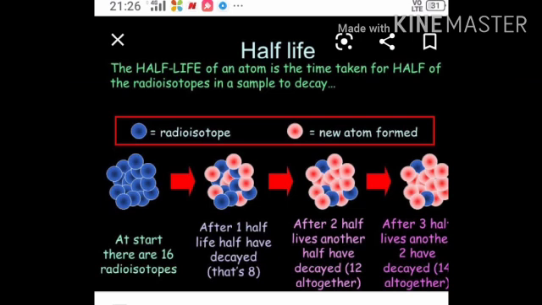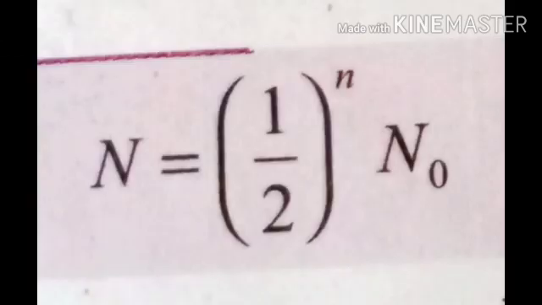Initial number of atoms is n naught at time t is equal to 0. In the first half-life, undecayed atoms are n naught by 2. In the second half-life, undecayed atoms are n naught by 4 and so on. So in general, after n half-lives, the number of nuclei remaining undecayed is given by n is equal to 1 by 2 the whole power n into n naught, where n is an integer or non-integer.